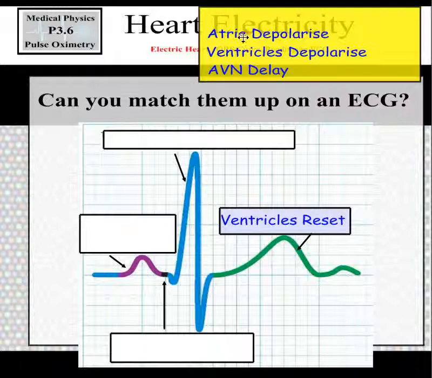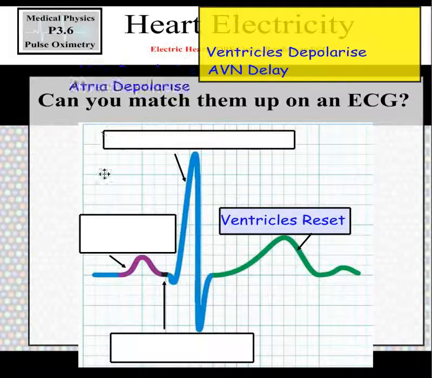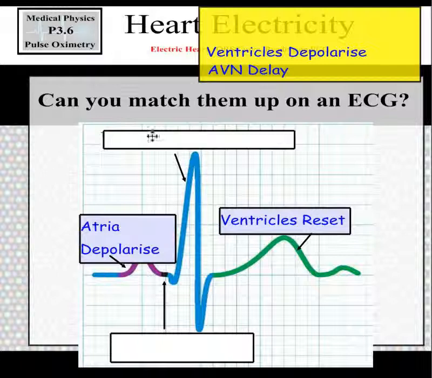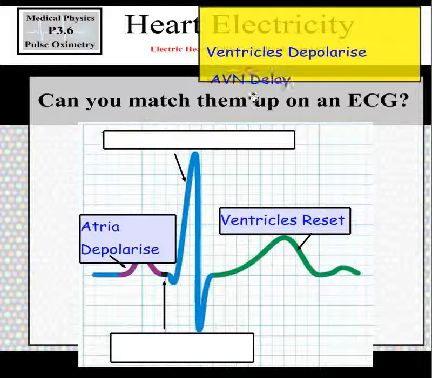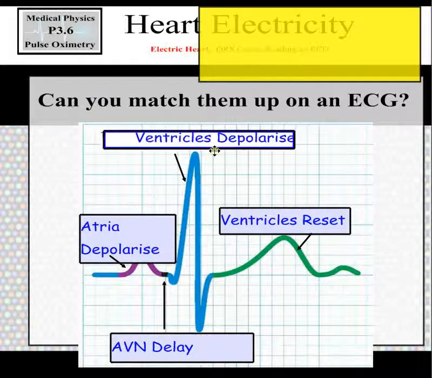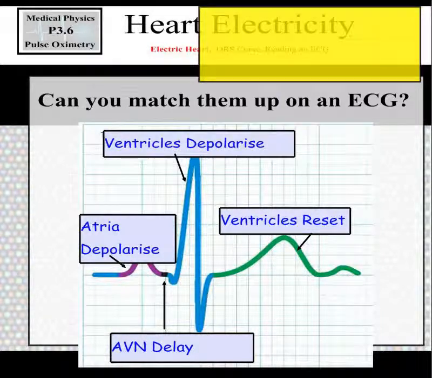Alright, so I guess then the first bit, what would come after that, is the atria depolarizing, so the top of the heart depolarizing. Let's see, then there's that delay. Ooh, it doesn't look like a big delay. It's a tiny little one there. And then up the top, this big one, these must be the ventricles depolarizing. Alright. And that is it.